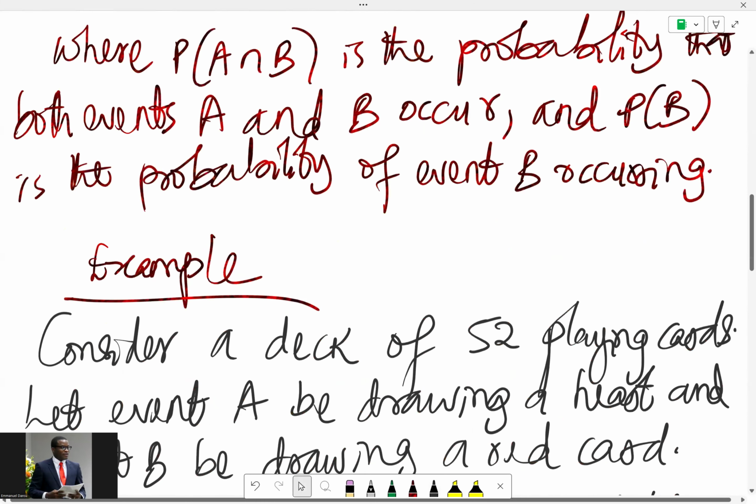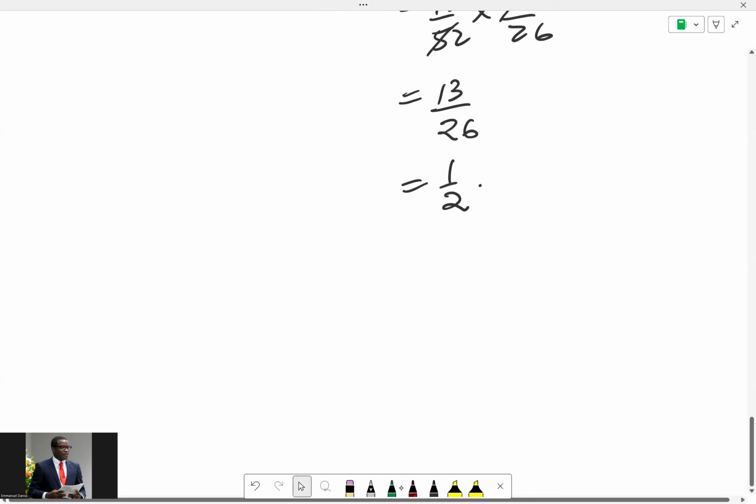Now let's look at some associated ideas. For instance, let's consider the law of total probability.